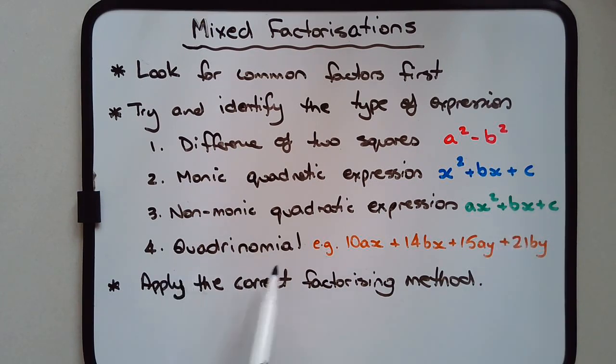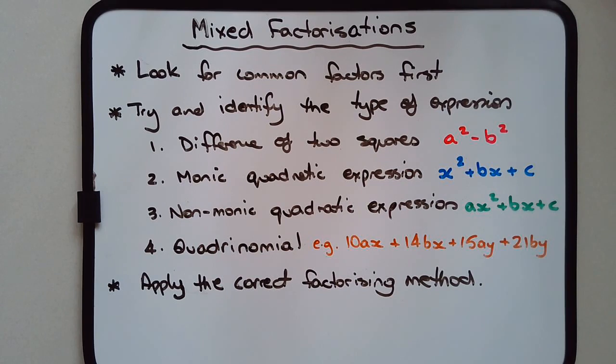We've also got quadrinomials, right? These are expressions that involve four terms, and this is just one such example. We can group the first two terms and the last two terms, or if we need to switch a couple of terms around to make it factorisable when we group it in pairs, then by all means do that.